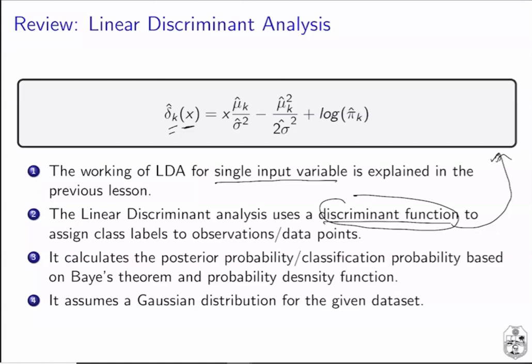This linear discriminant analysis tries to estimate the posterior probability or the classification probability based on Bayes theorem and the probability density function. We have seen the proof of the linear discriminant function in the previous video. And this function assumes that the input data has a Gaussian distribution. So this is the assumption made for the working of linear discriminant analysis.